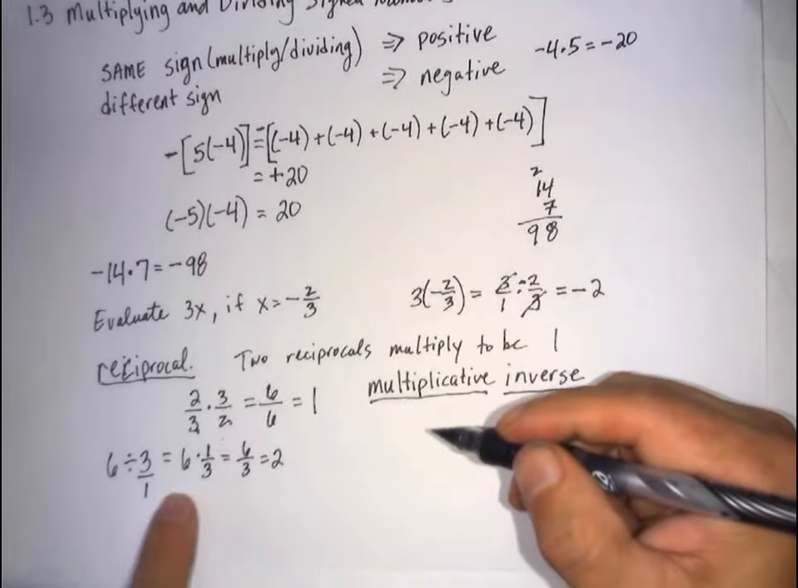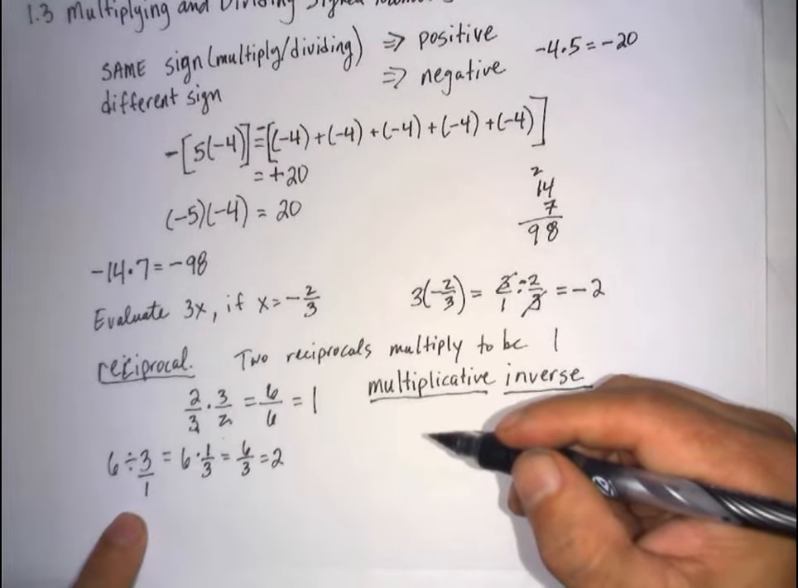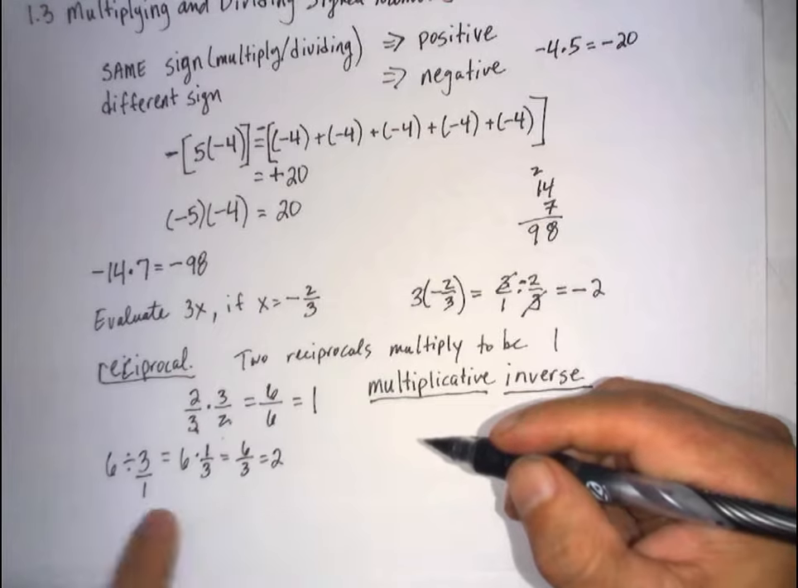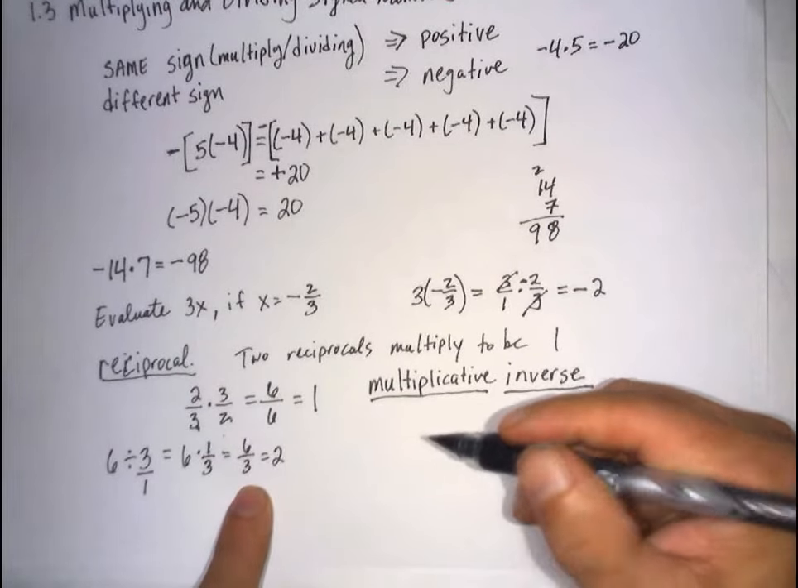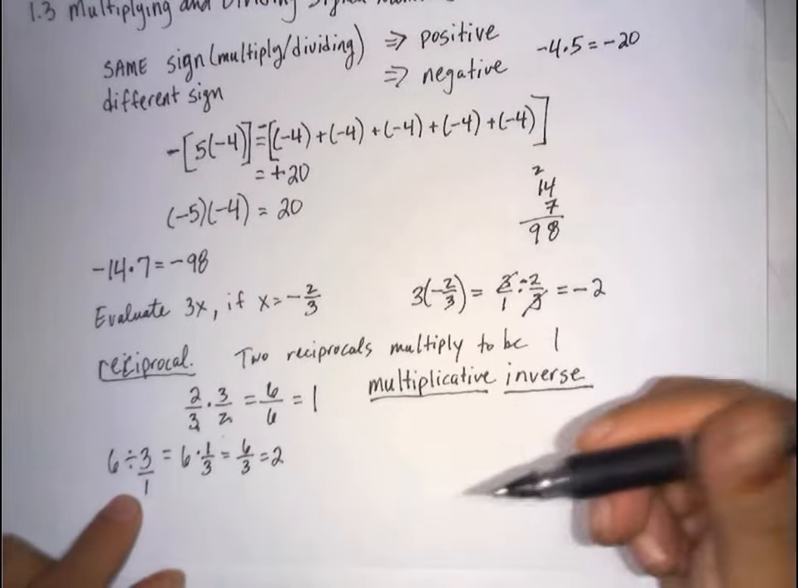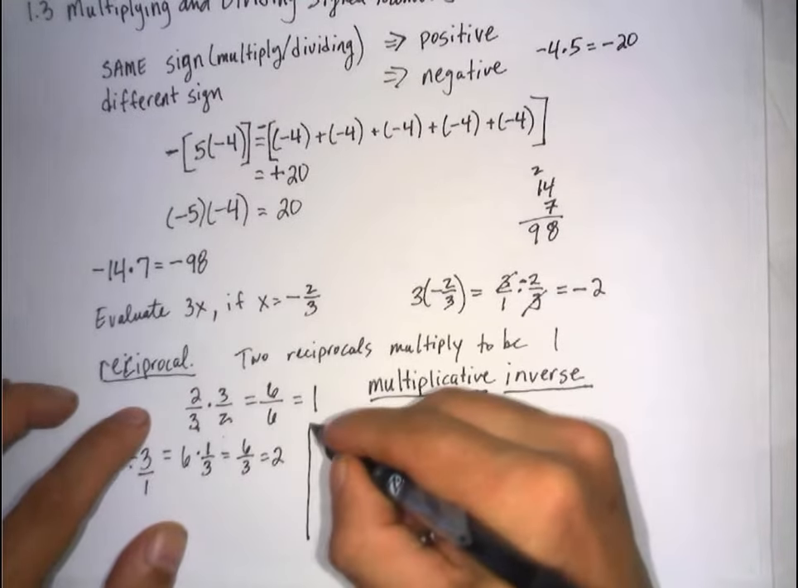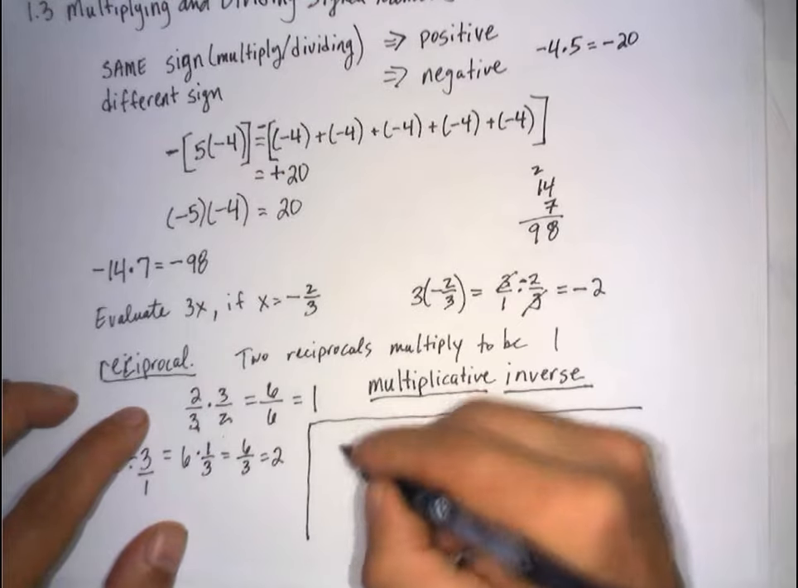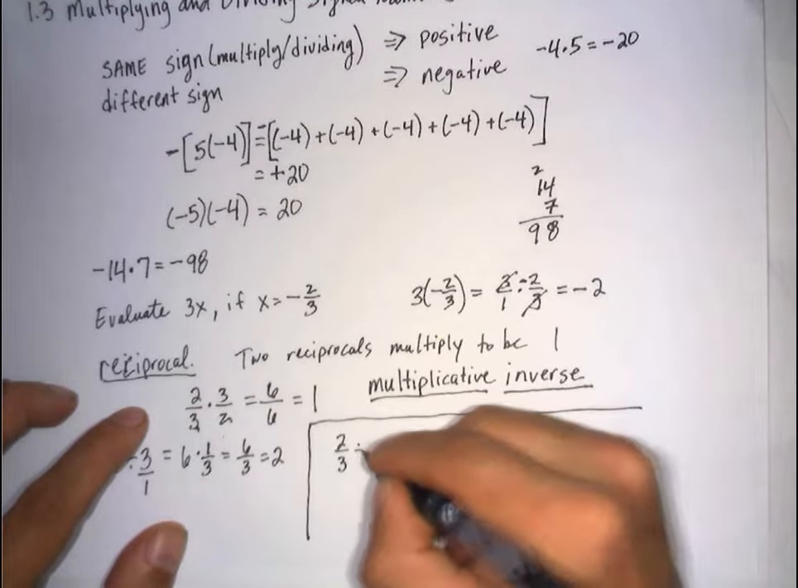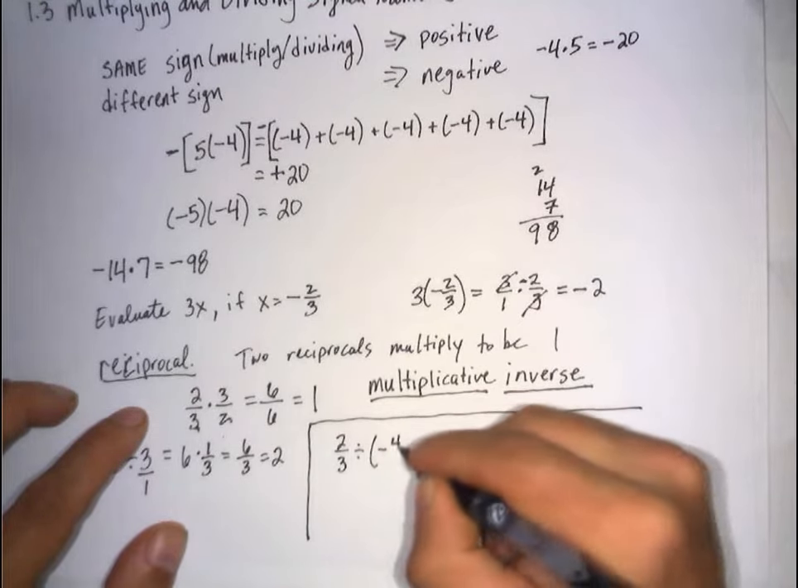Now, this is just a simple version of showing how division works. Note that it can just be rewritten as division again. I assume you already know what 6 divided by 3 is when we do this. So let's look at one you may not know. What about 2/3 divided by negative 4/5?